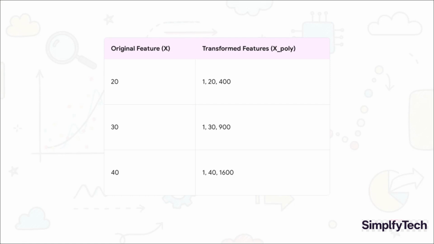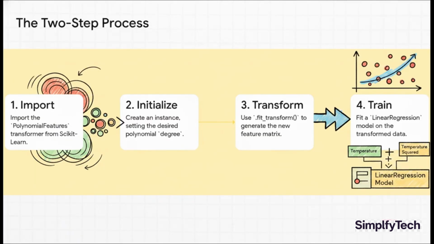We start with just a single column of temperatures, right? We feed that into polynomial features with a degree of 2, and what comes out is this new table. It has a column for the bias, our original temperature column, and a brand new column with the temperature squared. So the workflow looks like this.